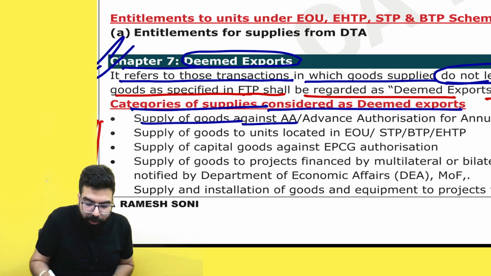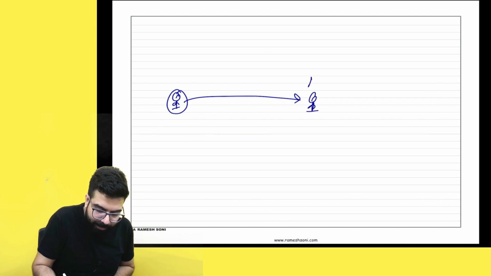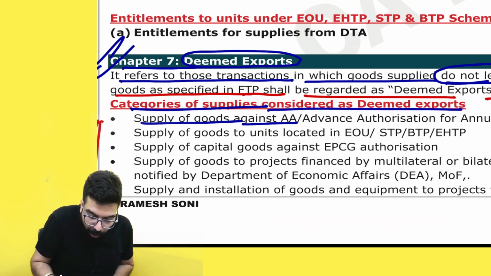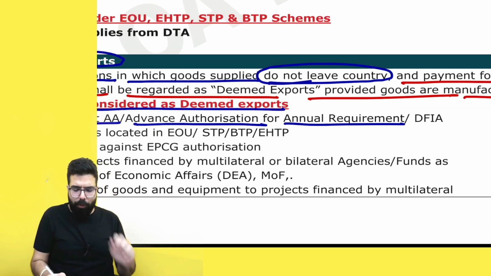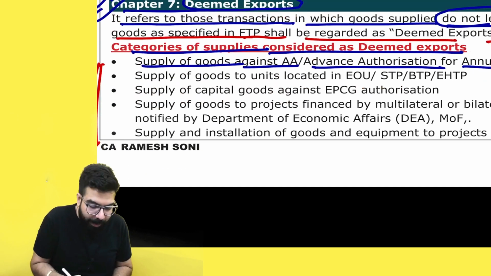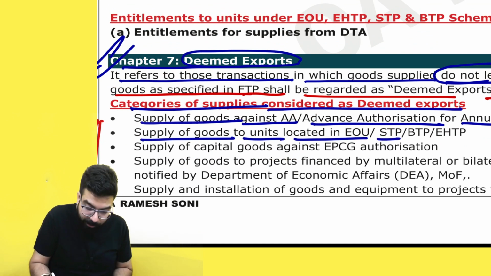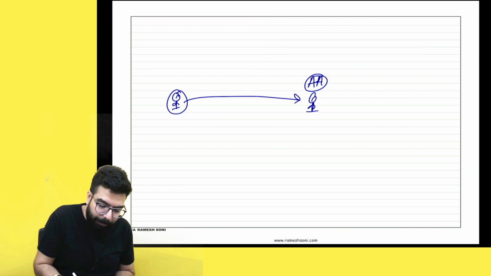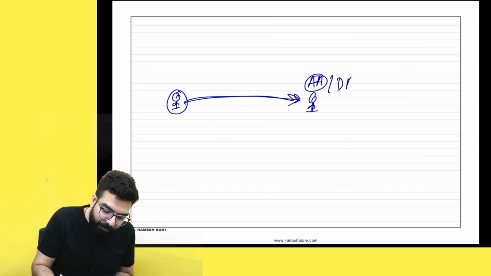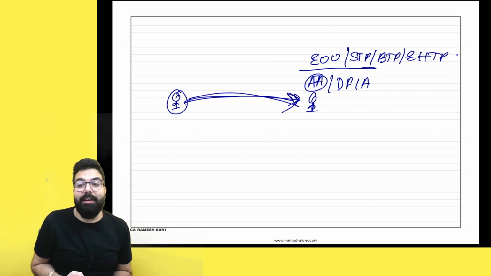Here everyone. Supply of goods against advance authorization. So if I am supplying to a person, and this person has advance authorization, or he has advance authorization for annual requirement, or he has duty free import authorization. All these authorizations के बारे में I will be talking about. ठीक है sir? Then if you are supplying goods to a unit located in EOU, Software Technology Park, Biotechnology Park, EHTP. So if I am supplying to a person who is an EOU or Software Technology Park, Biotechnology Park, Electronic Hardware Technology Park, then my supply will be considered as deemed export.